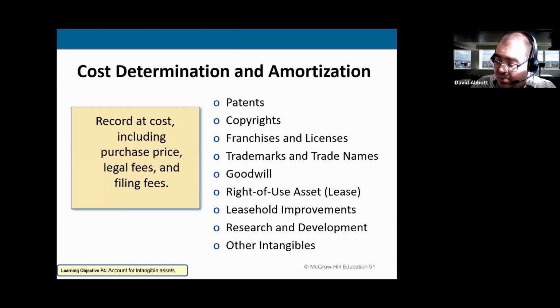If an intangible has a limited life, its cost is expensed over its estimated useful life through a process called amortization. If an intangible asset has an indefinite life, meaning no legal, competitive, economic, or other factors limit its useful life, it should not be amortized. If an intangible with an indefinite life is later judged to have a limited life, it is amortized over that limited life.